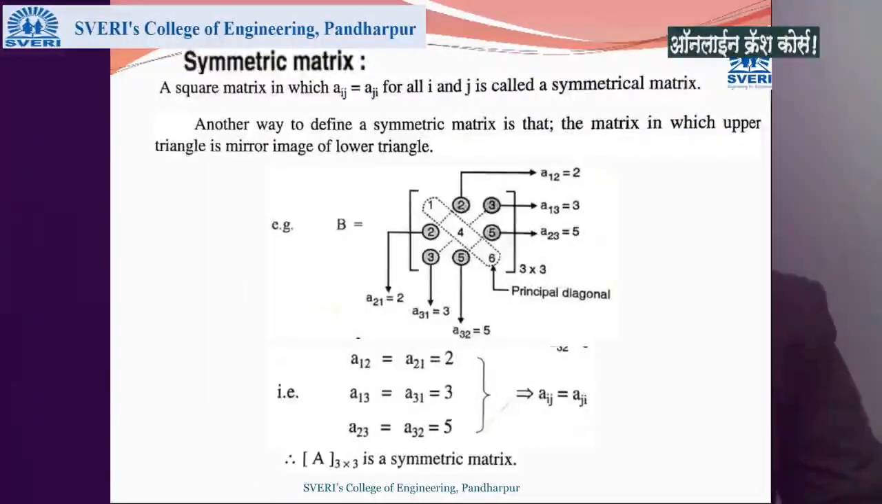Okay, so look at this. In this example, we have matrix B with elements 1, 2, 3, 2, 4, 5, 3, 5, 6. Just look at the positions of 2, 3, 5 and 2, 3, 5. As we know, 1, 4, 6 are the principal diagonal, but above this principal diagonal and below this principal diagonal are same. So here we can say that this is an example of a symmetric matrix. Here Aij is equal to Aji.